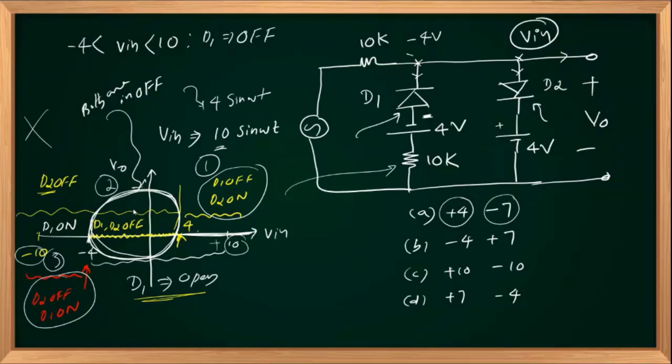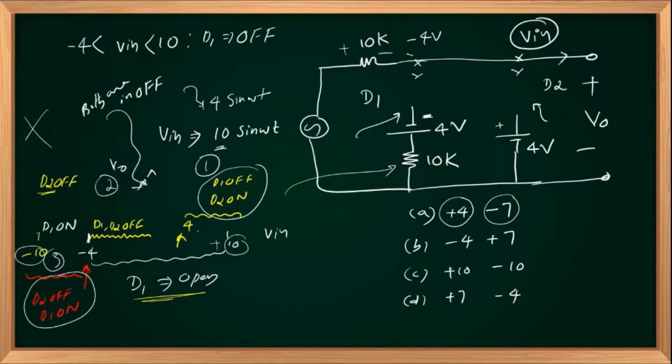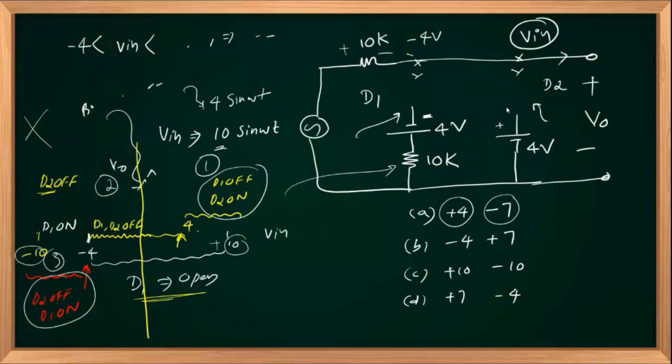Okay. So if both are off, what will be the output? Both are off implies this is open, this is also open, and you have a connection like this, both are open. No drop across 10K because no current through the branches. So Vout equal to Vin. So in your second region, Vout is equal to Vin. This is my second region, -4 to +4. I will draw it in the next slide. So from -4 to +4, that was my second region, in which both diodes are open circuit and Vout equal to Vin, because there is no drop across the resistor. Vout is same as Vin itself.